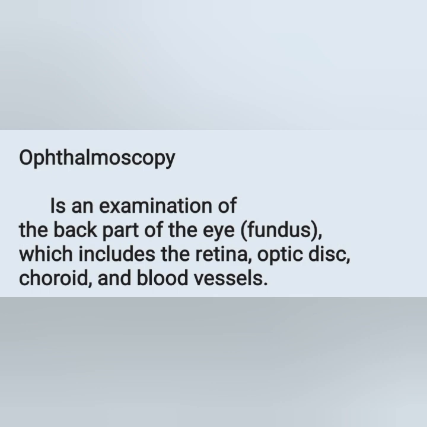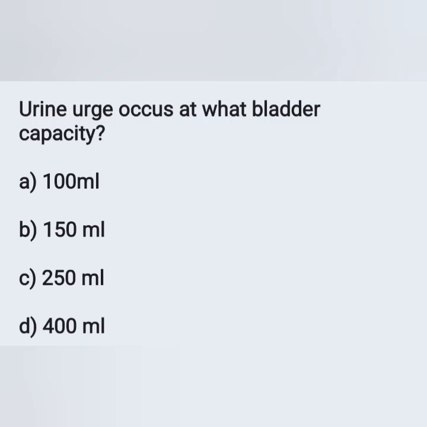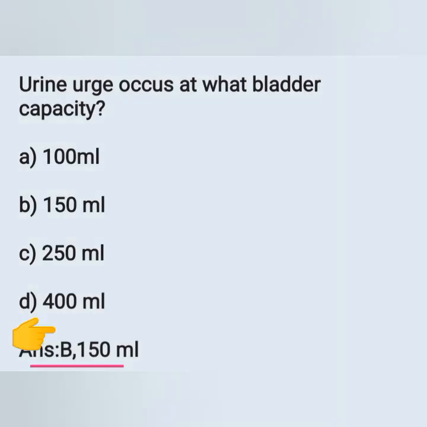Move on to the next question. Urine urge occurs at what bladder capacity? Options: option A, 100 ml; option B, 150 ml; option C, 250 ml; option D, 400 ml. So urine urge occurs at what capacity of the bladder? It is about 150 ml. Option B is the correct answer.